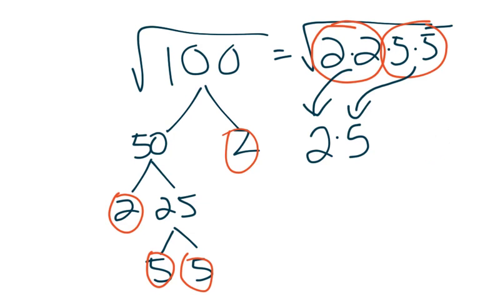Anything that gets brought out front is then going to be multiplied. So 2 times 5 is 10. And so the square root of 100 is 10. And that makes sense because 10 times 10 is 100. So it is a perfect square.